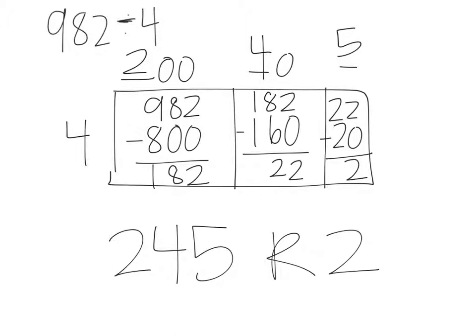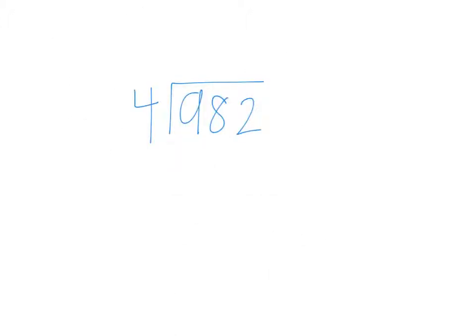Should we do it the digit by digit way to make sure we get the same number? 245, but remember the remainder 2 you would add. So then, okay, so 982 divided by 4. Okay, so we know that 4 goes into 9. We're looking at the first digit. 4 goes into 9 2 times.